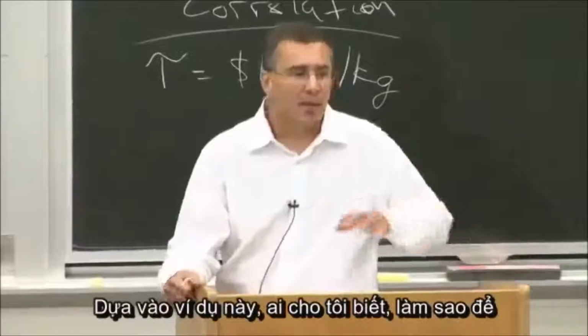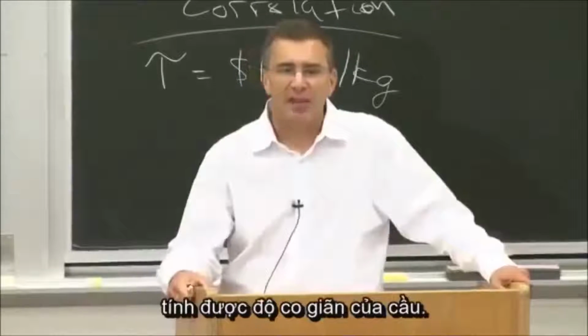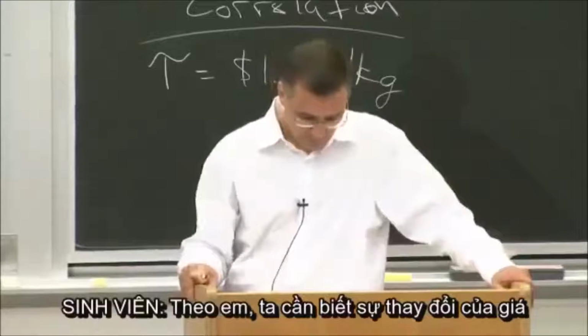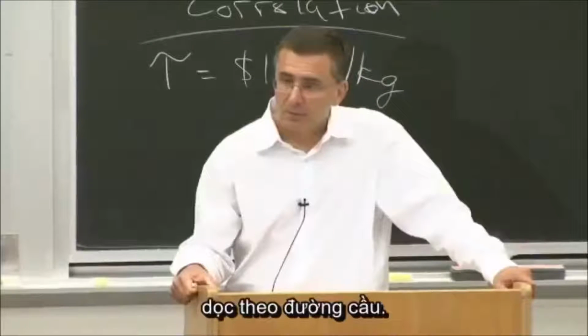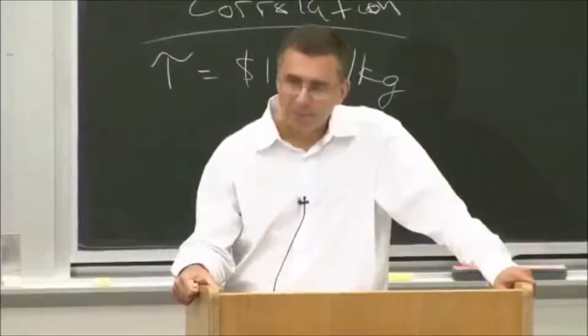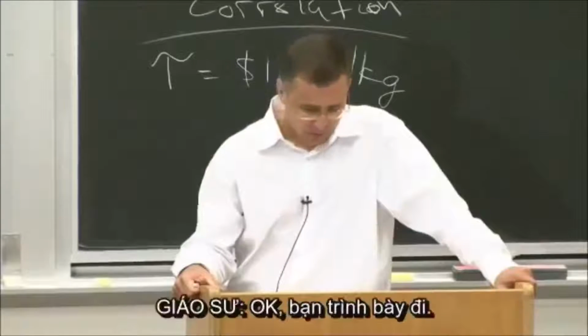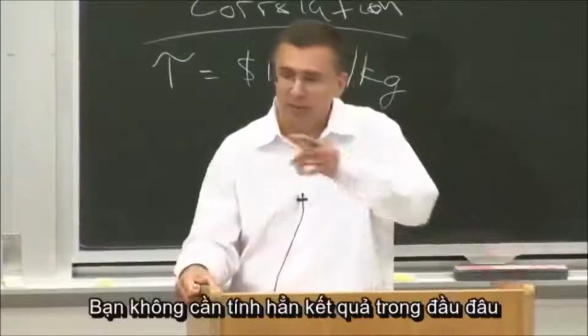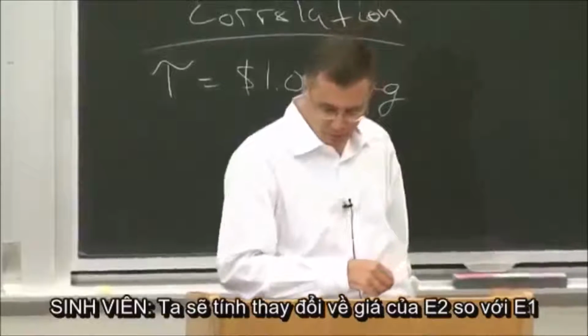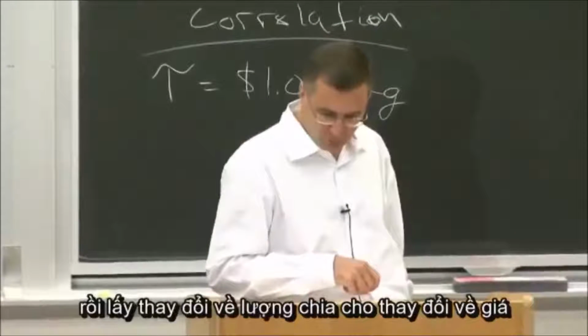So someone tell me how I use this example to find the elasticity of demand. Yeah? In this case, you know that the change in price traveled along the demand slope. So you know that it's not supply. You don't have to do the math in your head, but how would I compute it? Okay, so you take E1, E2, and then you compute the percentage price change over the percentage quantity change.